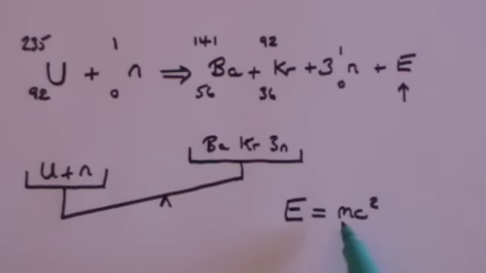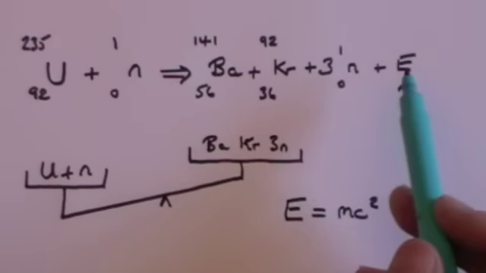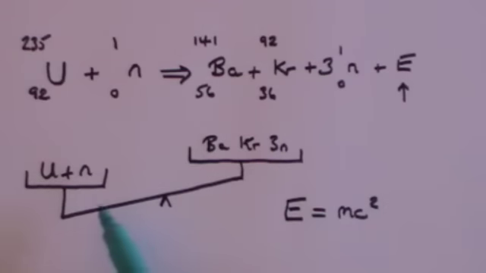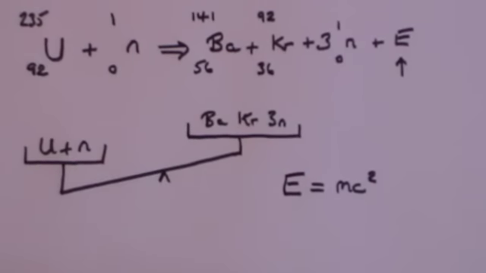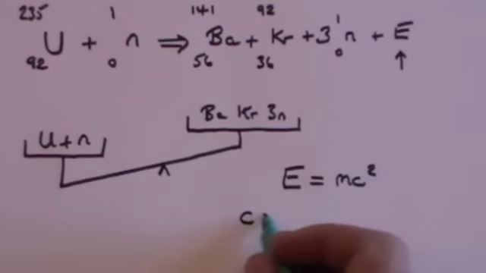Energy is mass times the speed of light squared. And what has happened is that that mass deficit has been converted into energy. That's this energy here. Now it's a very, very small mass deficit. But look, whatever mass you have, you multiply by c squared. C is the speed of light.